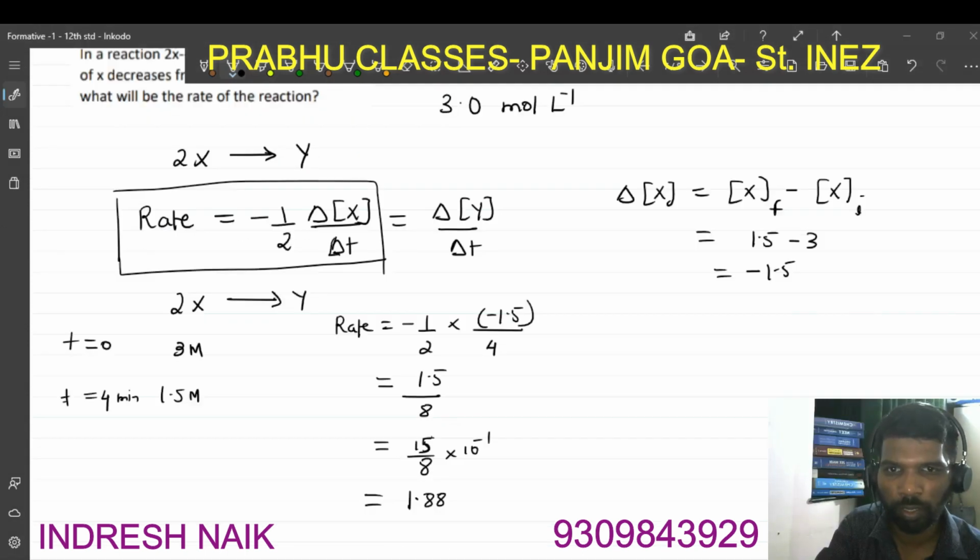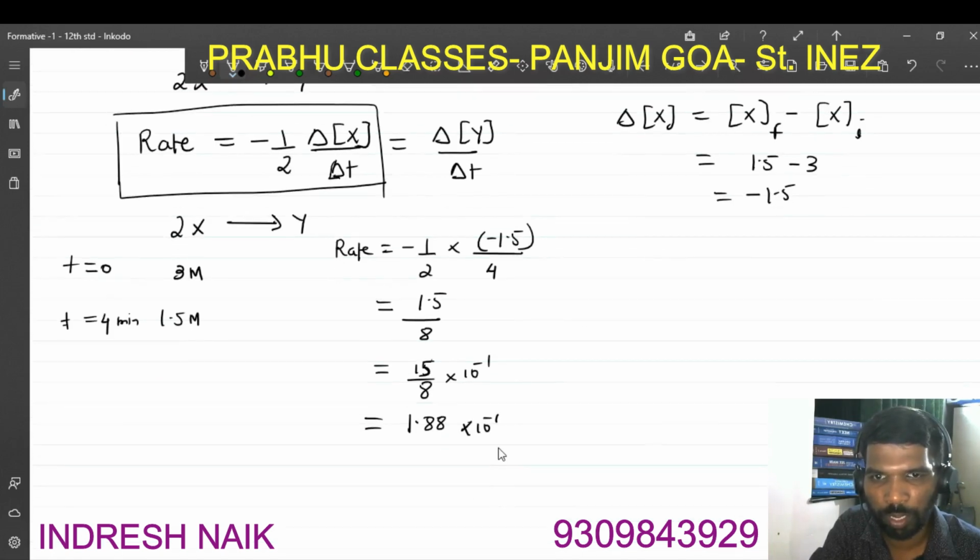Here a slight mistake is there. What I've made over here is 1.88 mole; I did not consider this 10 raised to minus 1. So the answer will be 0.188, and the units will not be moles per liter per second. It is moles per liter per minute, because we took the time in minutes only. Directly I took that to be 4.